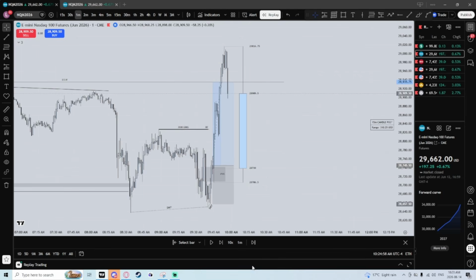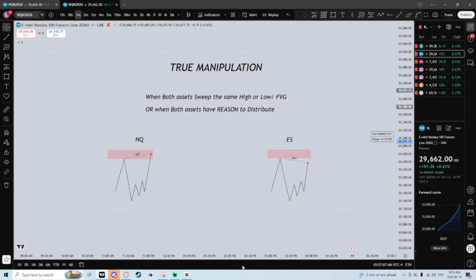True manipulation is something every IFVG trader should implement into their day trading strategy, but I'm going to show you exactly how you can identify high quality setups without true manipulation. First, let's go over what true manipulation actually is, and it's very simple.